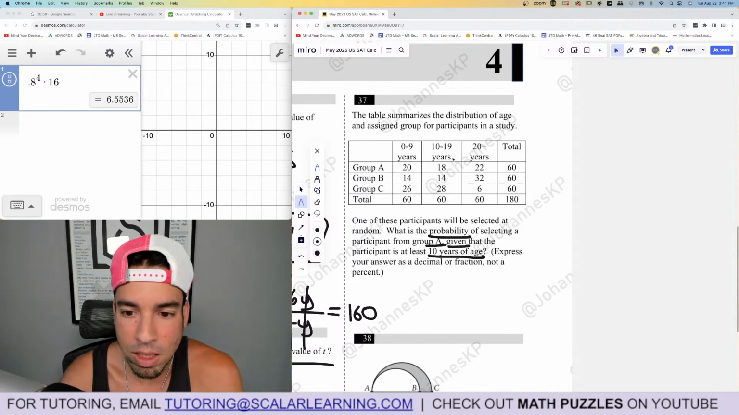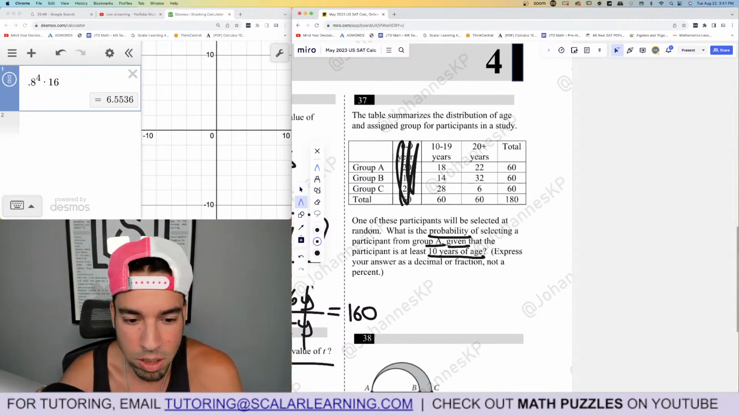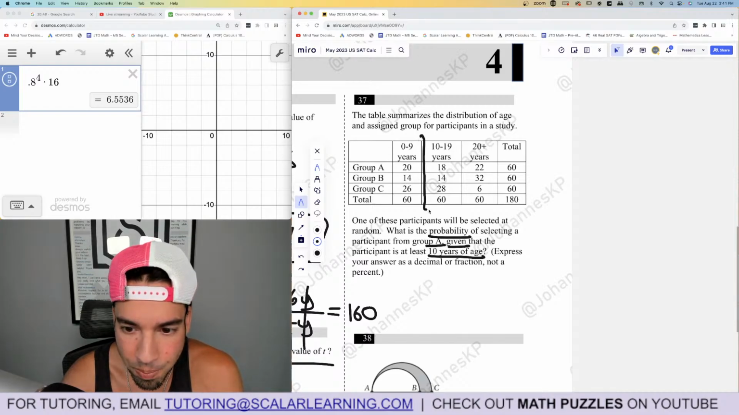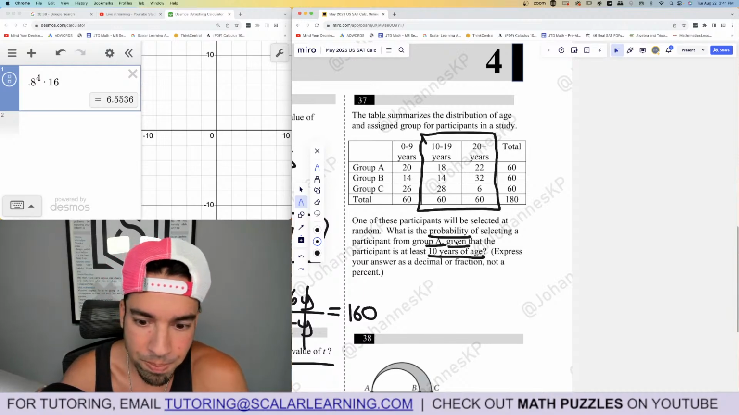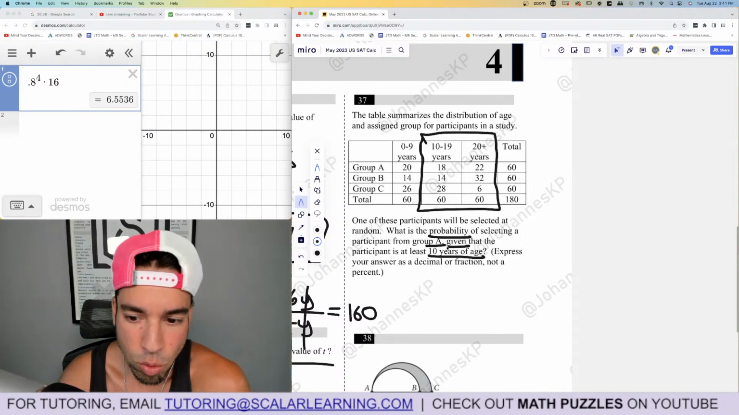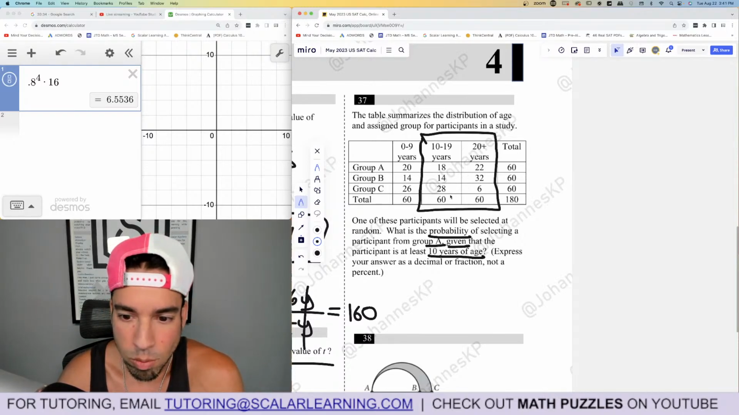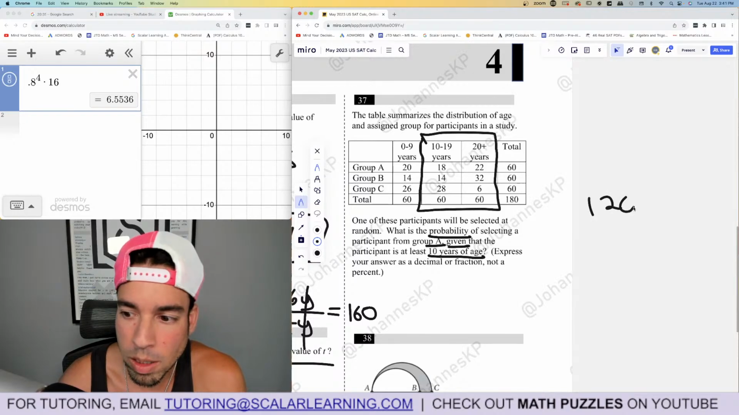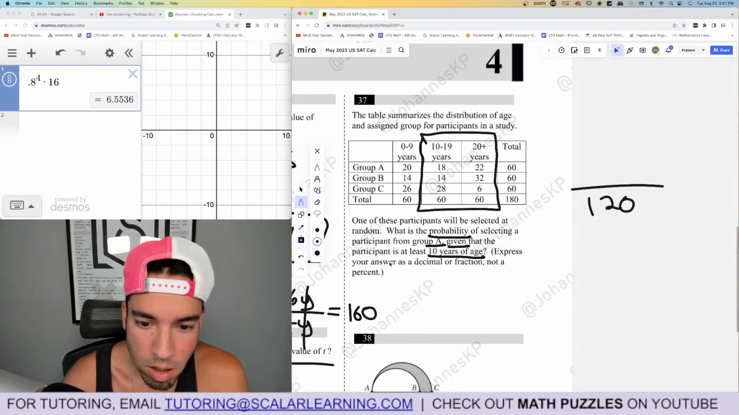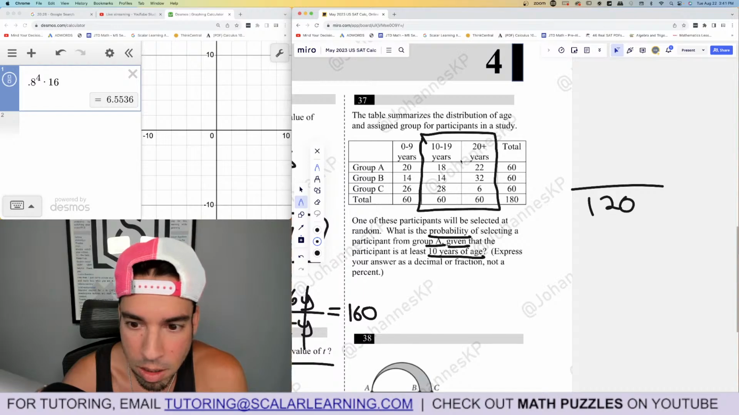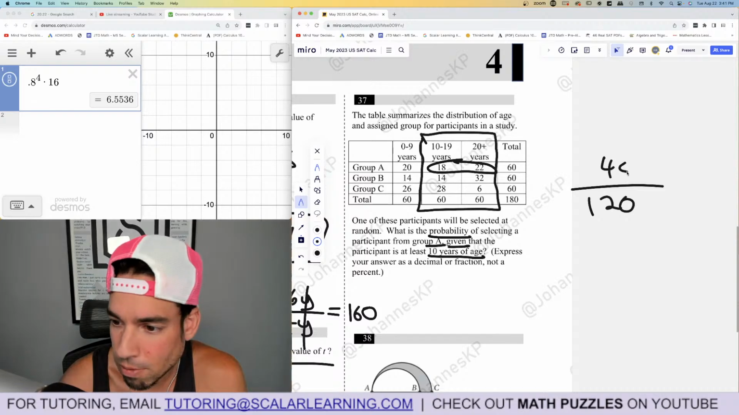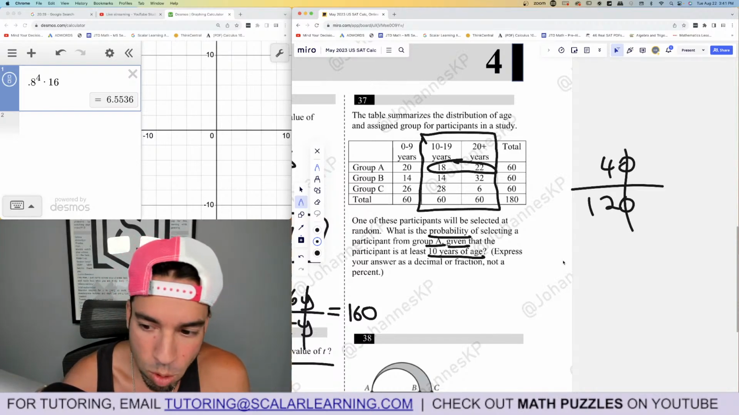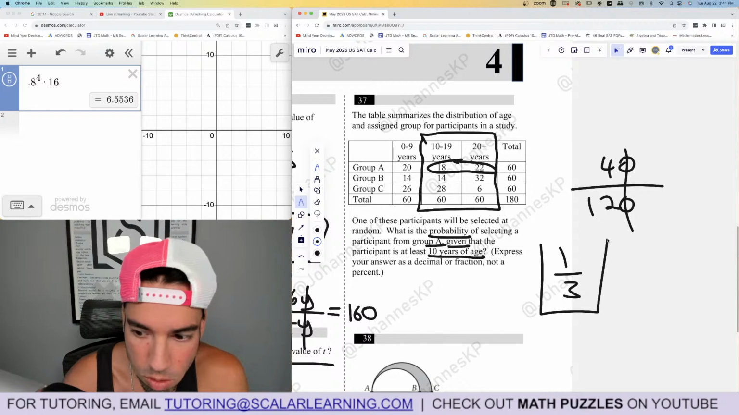So if we're given that they're at least 10 years of age, goodbye 0 to 9. We only care about this pocket, 10 and above, right? Given that we're here, which is a total of 60 and 60, which is 120, what is the probability of selecting a participant from group A, which is in this zone? 18 plus 22, which is 40. 40 over 120 simplifies to 1/3. That's how you do it.